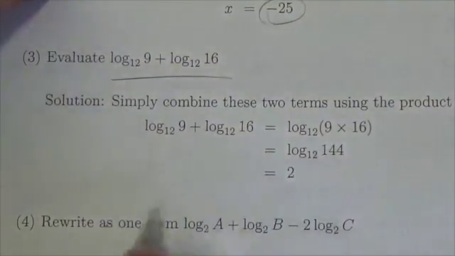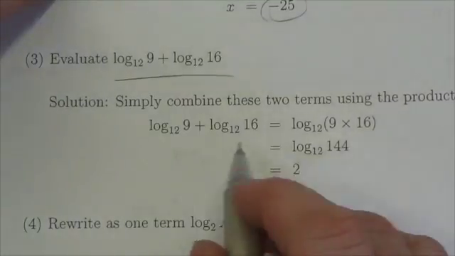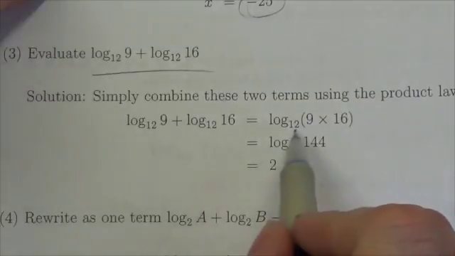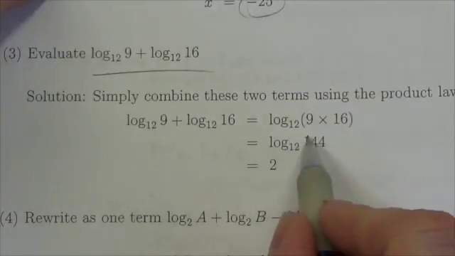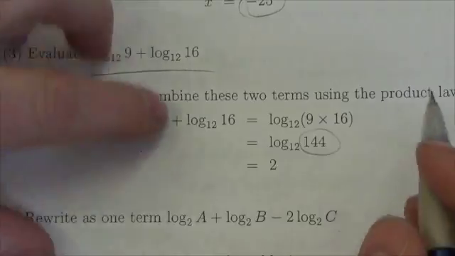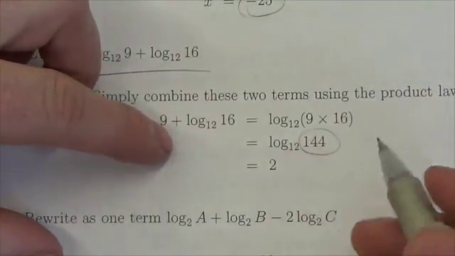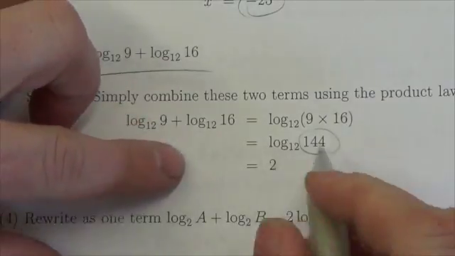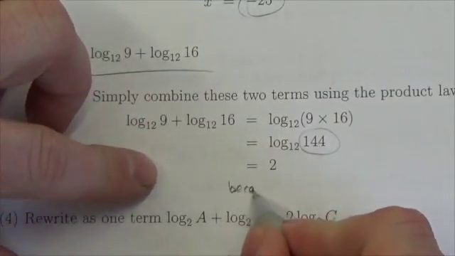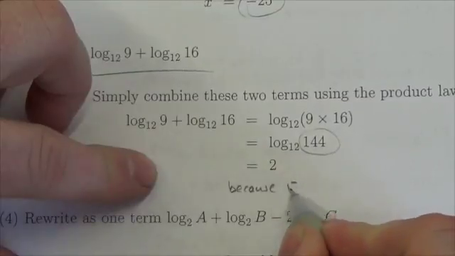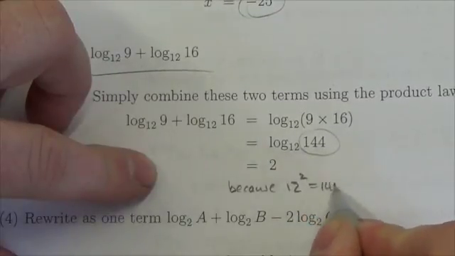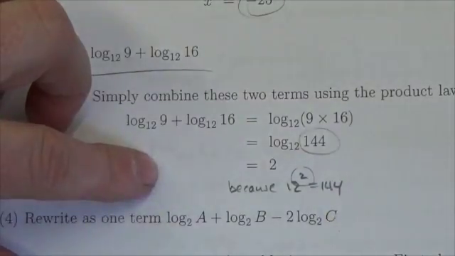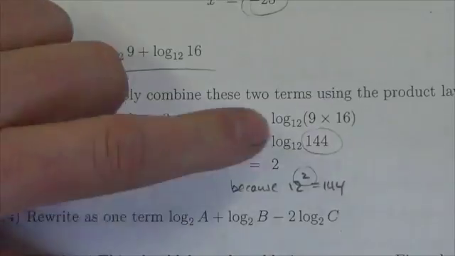Now we're going to talk about combining in just a moment, but addition becomes multiplication. So then we end up with the log base 12 of 9 times 16, which is the log base 12 of 144. And if you're comfortable with logs, you'd recognize that the log base 12 of 144 is just 2, because 12 squared is 144. And remember, the logarithm is going to equal that exponent. So 12 squared is 144, log base 12 of 144 is 2.